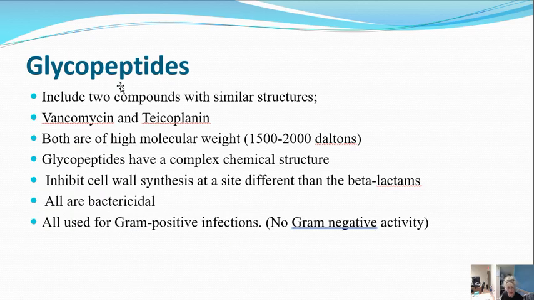Your glycopeptides include your vanco and teicoplanin. Both are of very high molecular weight. Glycopeptides have a complex structure. They inhibit cell wall synthesis at a site different than the beta-lactams. All are bactericidal, and they're used for gram-positive infections, not for gram-negative. So vanco is for gram-positive.